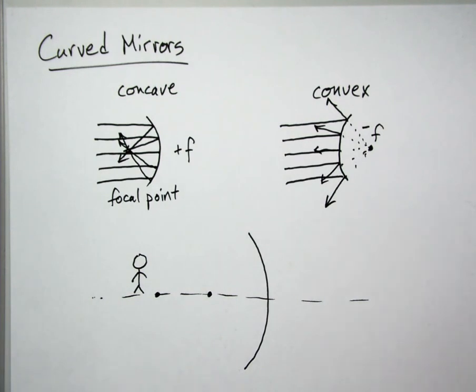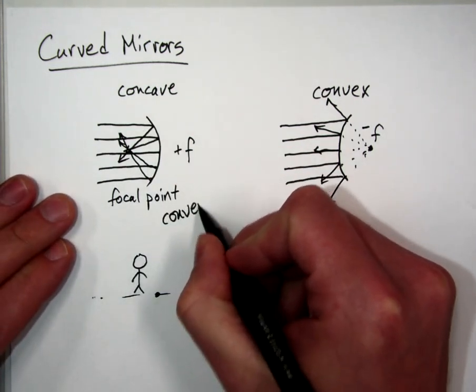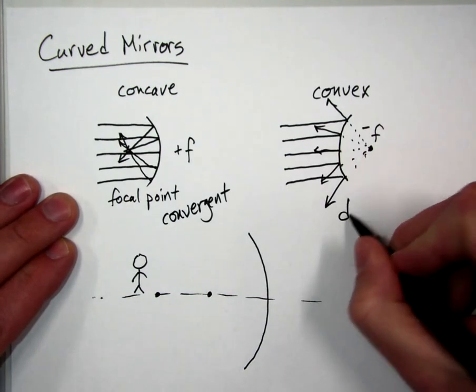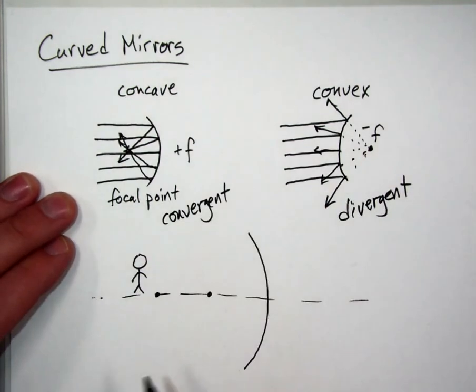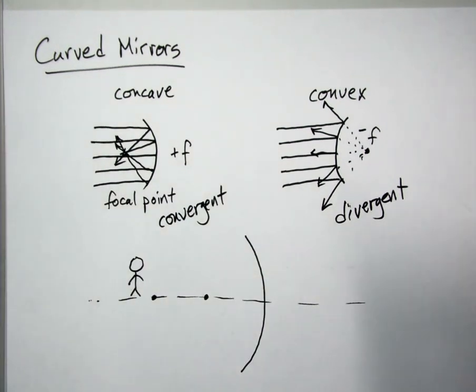There are other words that you can use to describe these. Concave mirrors are convergent. Convex mirrors are divergent. Concave mirrors cause parallel rays of light to come together. Convex mirrors cause parallel rays of light to spread apart.